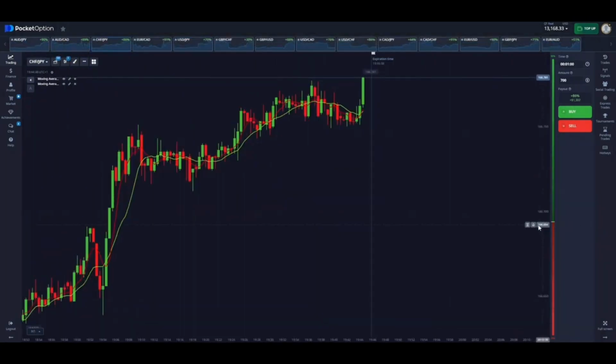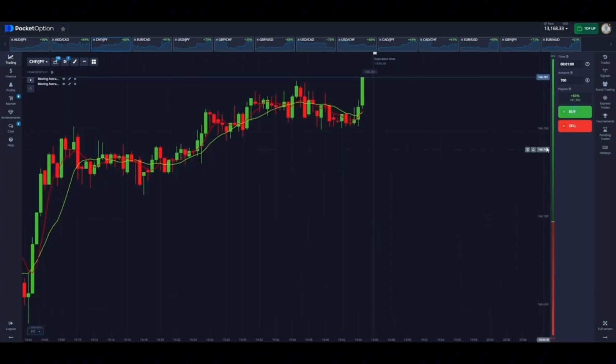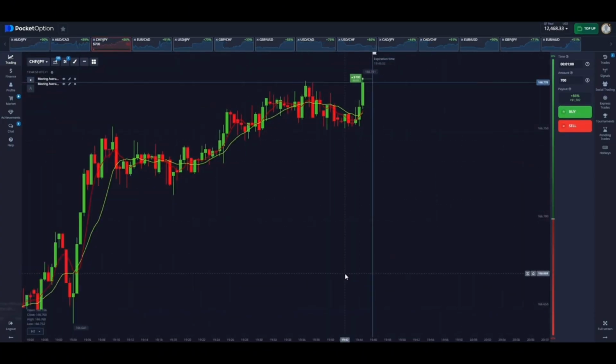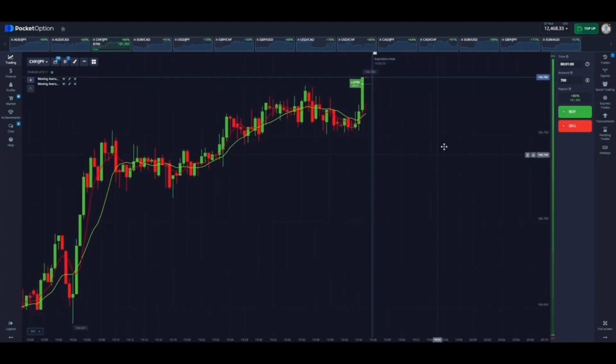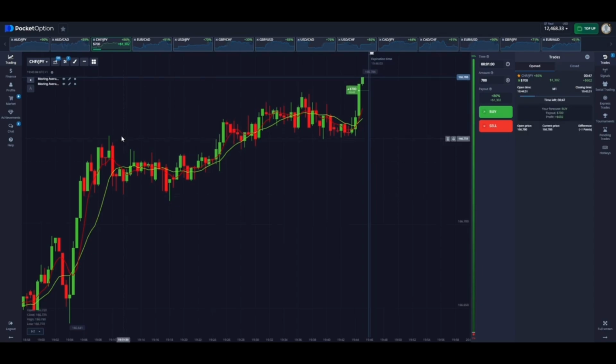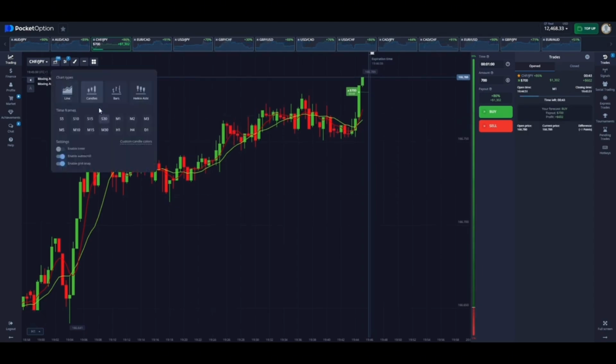My strategy consists only of the moving average indicator. Now I want to open my first position, and let's talk about the settings of this strategy because this is also very important. The first thing we need to set up for this strategy is the correct candle interval. You can find it in this tab.